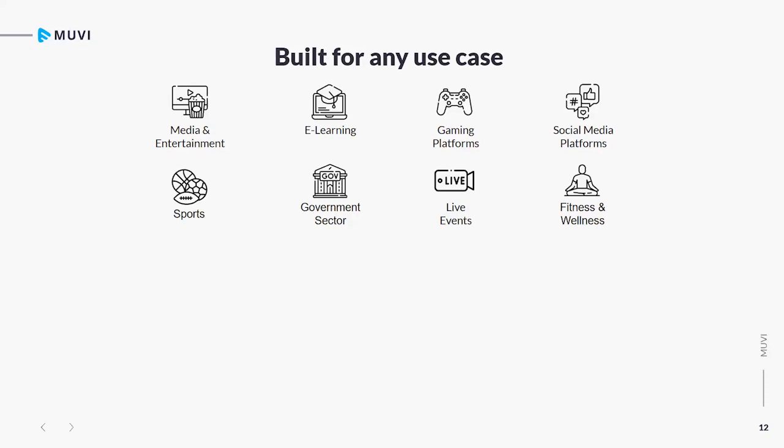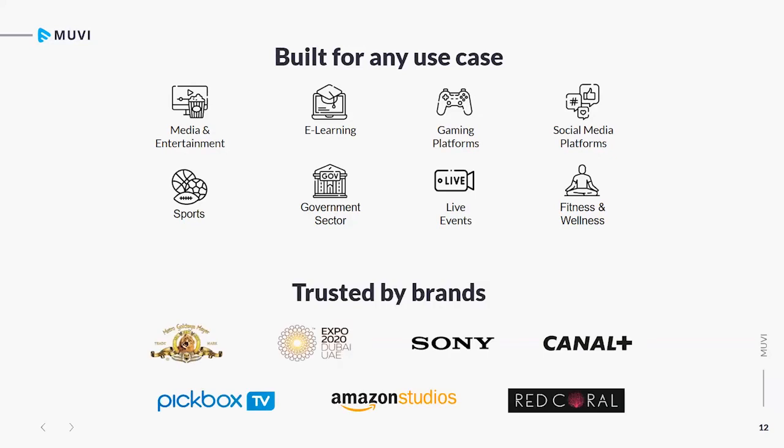Okay, so now you might be wondering, you talked a lot, but is there anyone using it? Yes, of course. The player SDKs are being used by top brands like MGM, Dubai Expo, Sony, Canal Plus, Amazon Prime Video Studios, Big Box TV, and Red Coral. All these customers have been using Muvi Player SDK for the past couple of years, with our Muvi One, Muvi Flex, and other applications built on top of Muvi Player, and they have been having a great experience with it. So now it's worth looking into it, right?